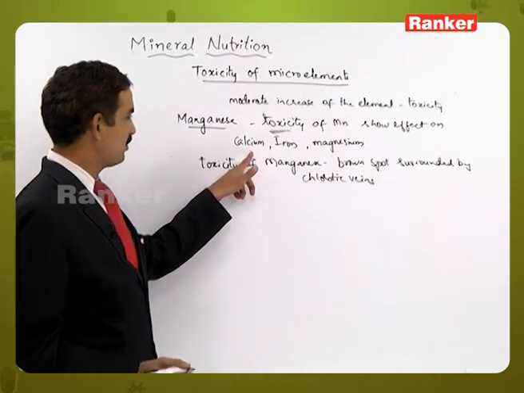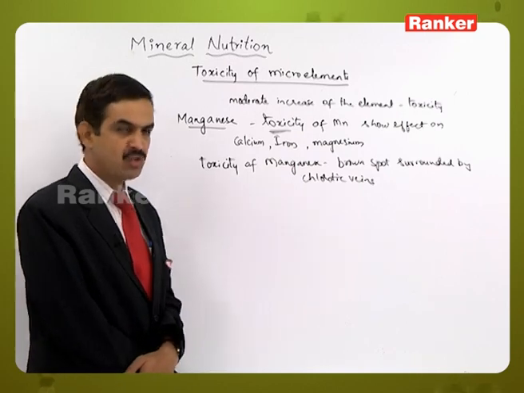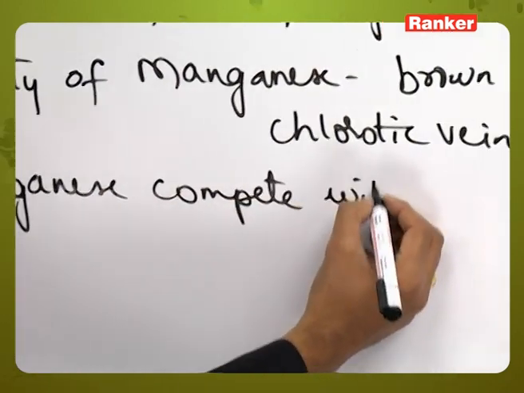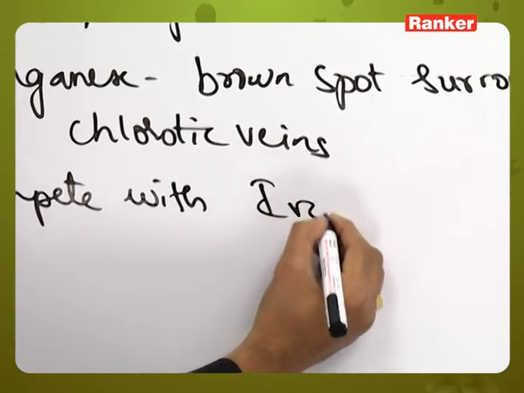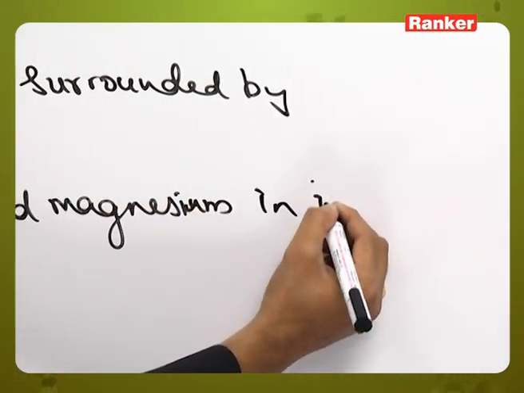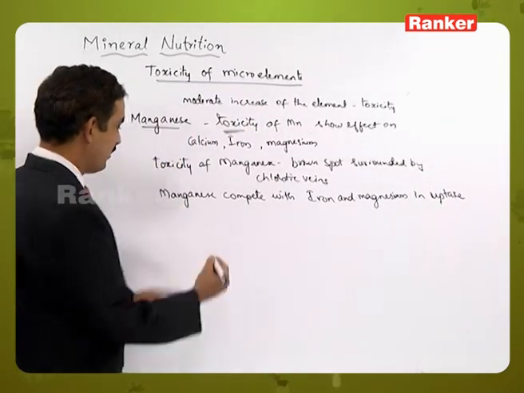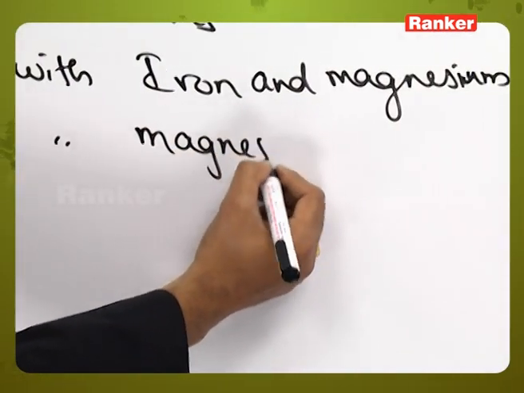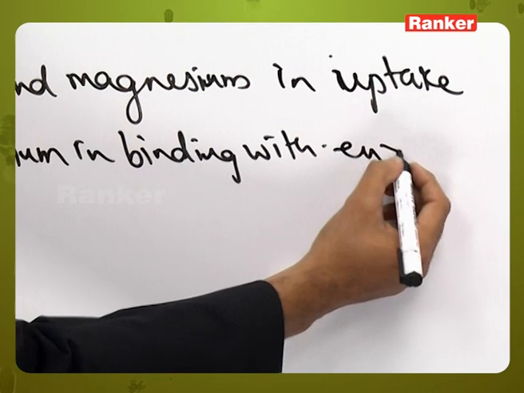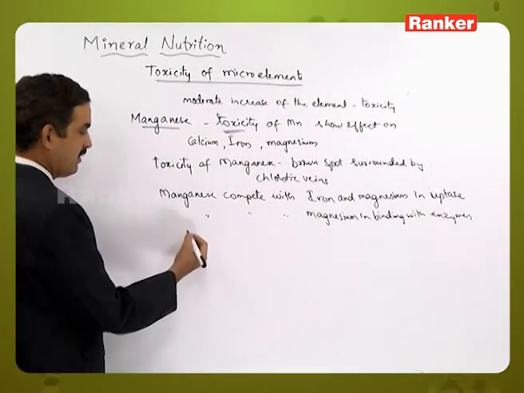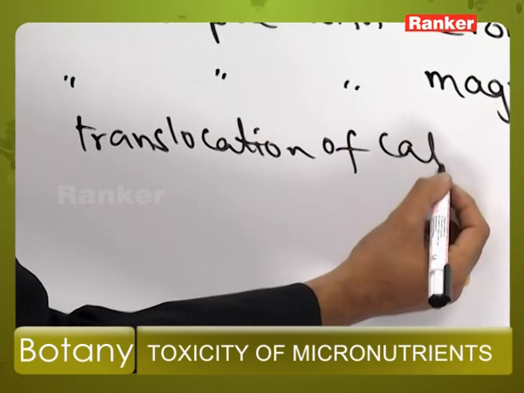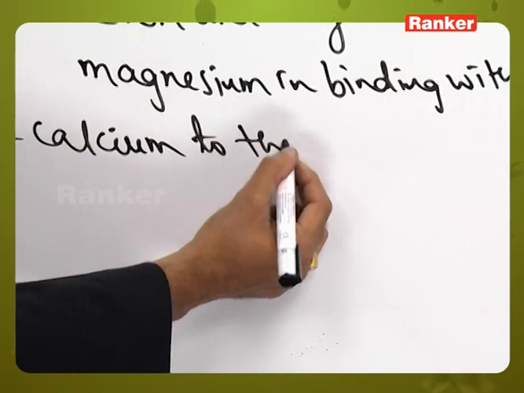And I said that it is showing an effect on the activities of calcium, iron and magnesium. Here manganese competes with iron and magnesium in uptake, and also manganese competes with magnesium in binding with enzymes, and manganese also affects the translocation of calcium to the shoot apex.